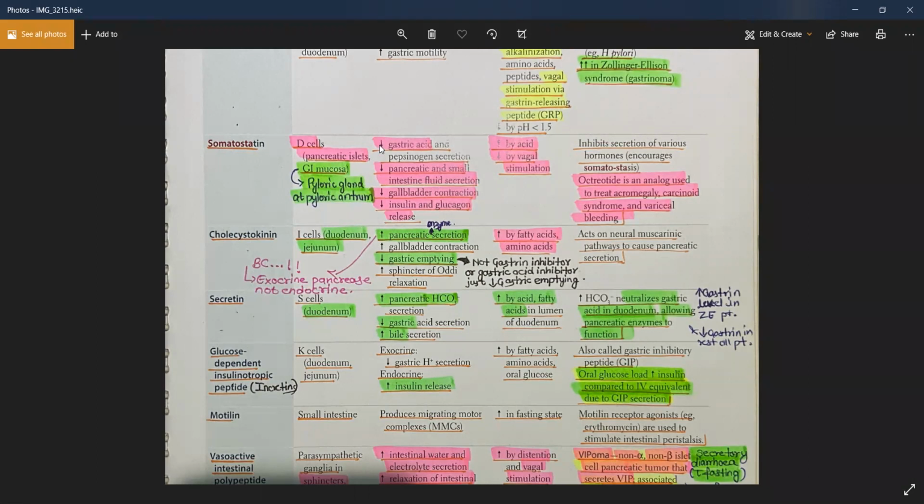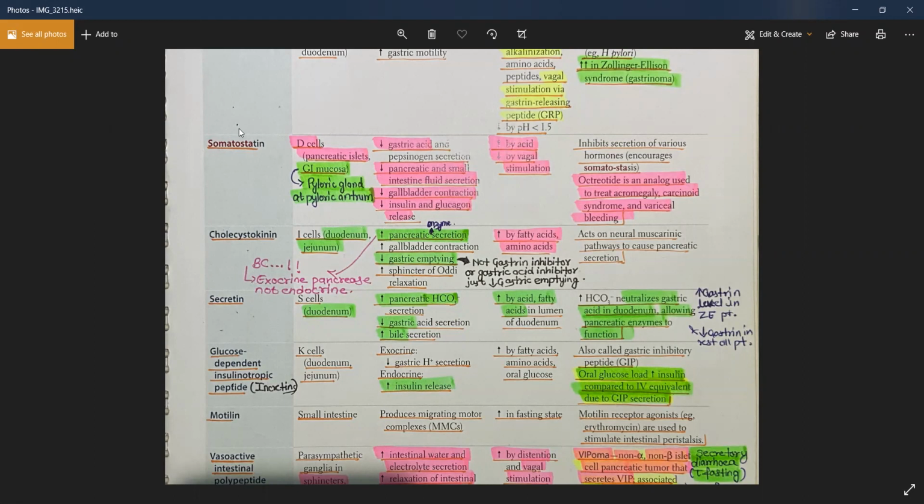They cause a decrease in the gastrin, decrease in the pancreatic fluid secretions, decrease in the gallbladder contraction, decrease in the insulin and glucagon. More insulin than glucagon, right? They will be increased by the acid. Whenever you have a high acid, the somatostatin will be released and it inhibits the acid formation.